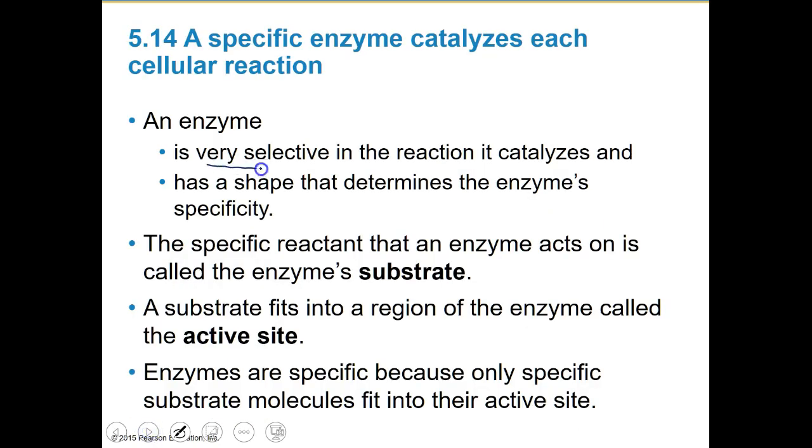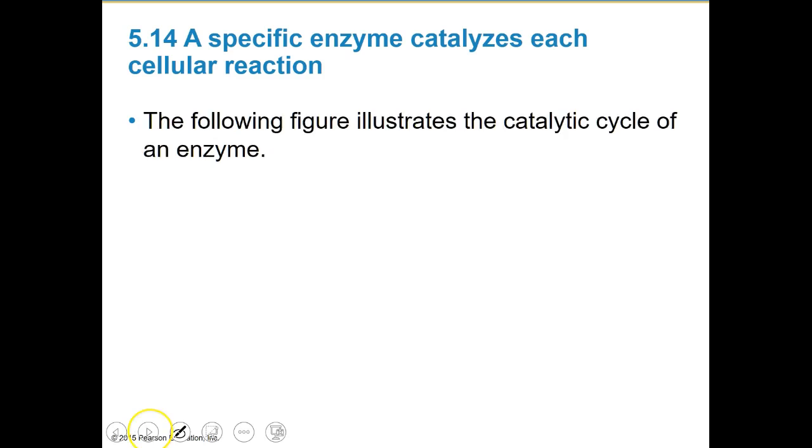An enzyme is really selective in the reaction it catalyzes. It has a shape that determines the enzyme specificity, so they're really specific. The specific reactant that an enzyme acts on is called the enzyme substrate. The substrate fits into a region of the enzyme called the active site. We'll look at these, but a good idea is to have a little doodle of these things when we get to it. Enzymes are specific because only specific substrate molecules can fit into their active site.